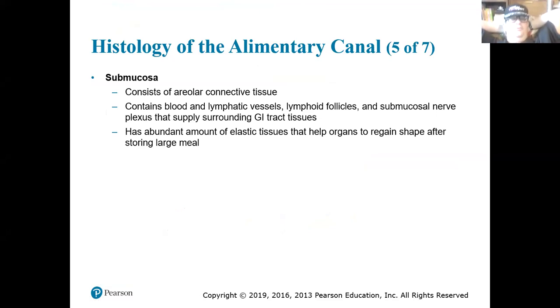All right, so the submucosa has connective tissue in it, blood vessels, lymph vessels, nerves for the GI tract, and an abundant amount of elastic tissue that lets the organs change shape and return back to what they were.